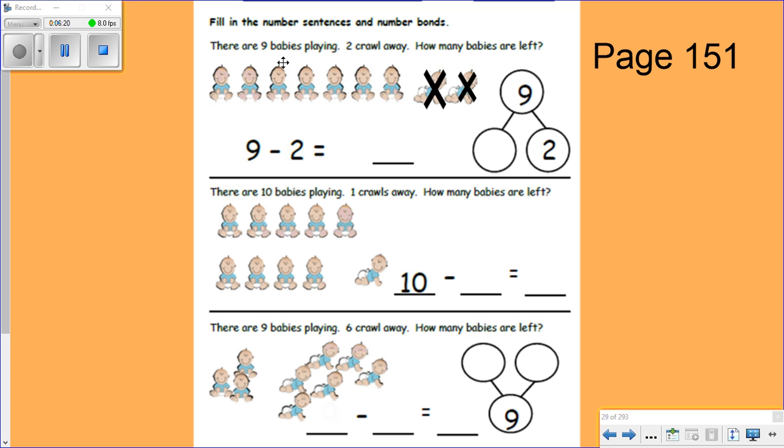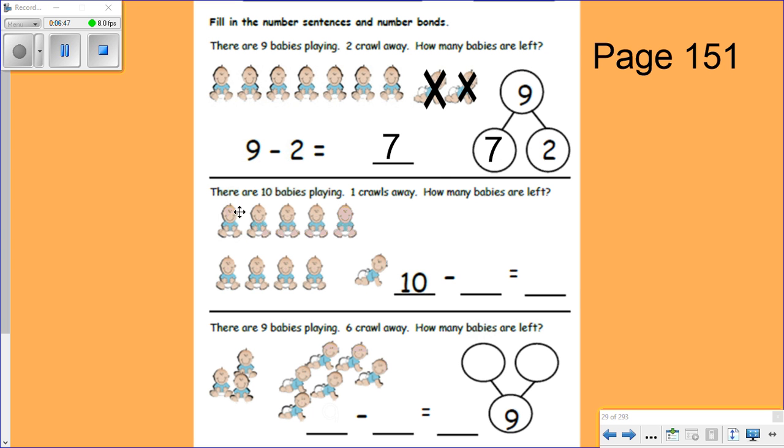1, 2, 3, 4, 5, 6, 7. So 9 minus 2 equals 7. And our number bond has almost all the numbers filled in. The whole amount of 9, the part that was crossed out, 2. So the other part, what's left? 7.